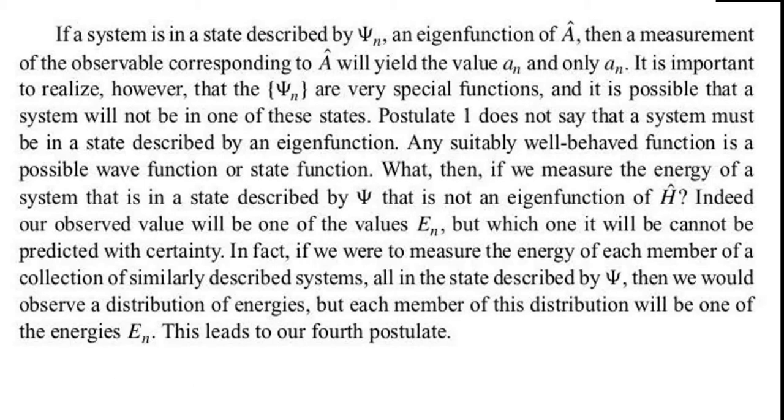Then what to do? You are not quite sure which one you will get, but of course you will get one of the eigenvalues. What is the probability of getting that eigenvalue, say e1 or e5? Like in a dice, you can get 1, 2, 3 up to 6, but you are not quite sure what you will get in a single experiment. At best you can talk about the probability of getting a 3 in a throw, if I call it a dice.